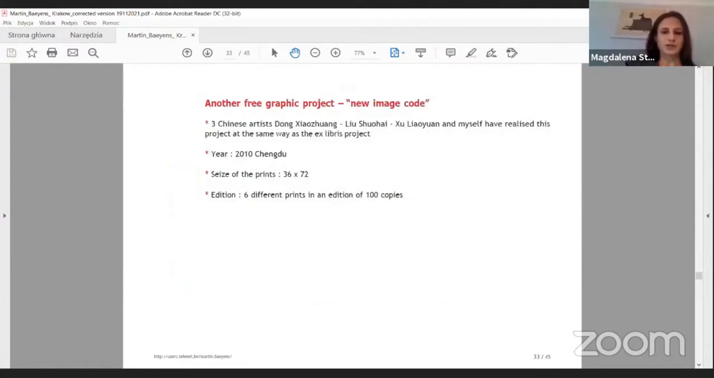Another free graphics project, New Image Code. Three Chinese artists, Dong Xiaozhuang, Li Xiaohai, Xu Liaoyuan, and myself, realized this project in the same way as the Ekslibris project. It was held in 2010 in Chengdu, and the size of the prints was 36 centimeters by 72 centimeters. The edition consisted of 6 different prints in an edition of 100 copies.